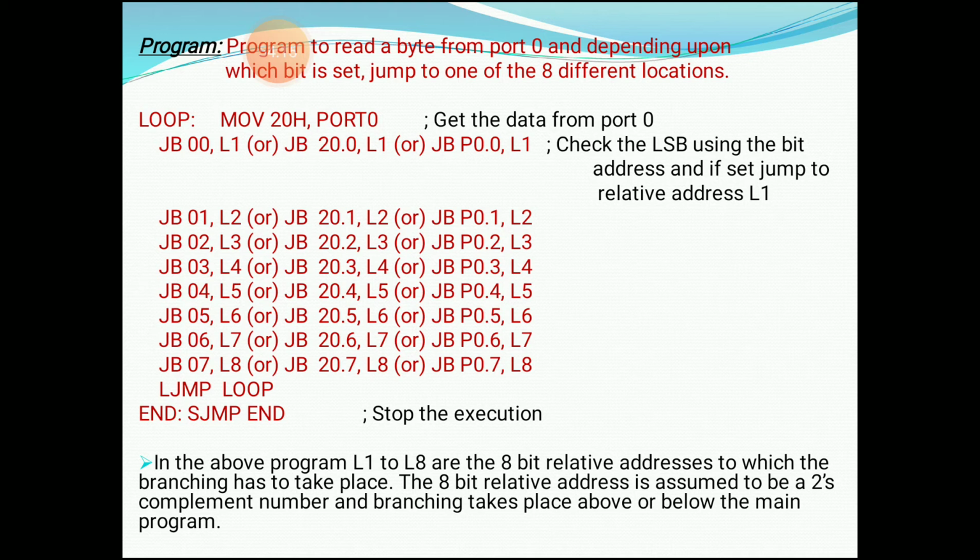So this instruction can be replaced by another format, that is JB 00, L1 or JB 20.0, L1 or JB P0.0, L1. These 3 instructions perform the same operation. So we access the bit value from the port through the bit addressable area, or through the byte with a specific bit location, or directly with the port address, port 0.0 to 0.7. If the corresponding bit is set from that port, it can transfer the control to the specified label L1 to L8.